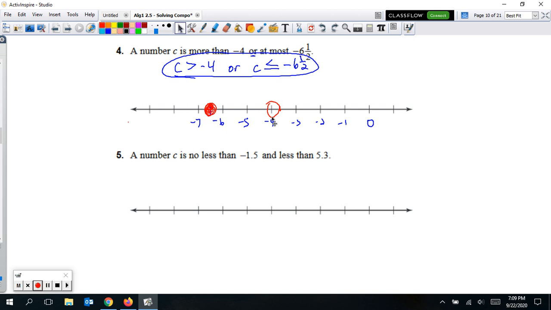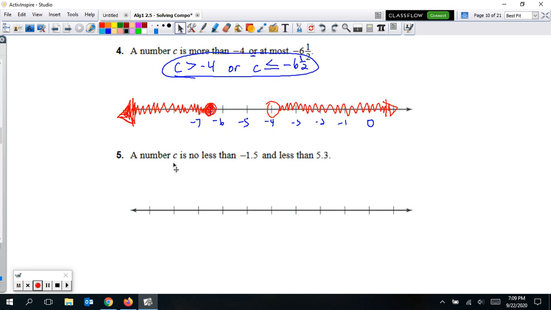That's easy to put. And then our "or" means we're going to be shading the opposite directions. So for this one, it's less than this negative number here, negative 6, but it's also greater than negative 4, so it's going to be going to the right from negative 4.